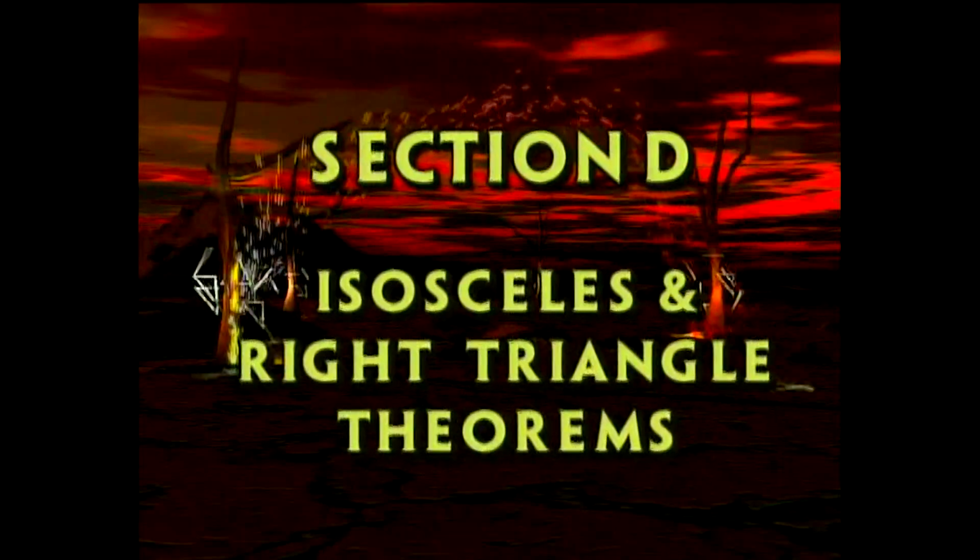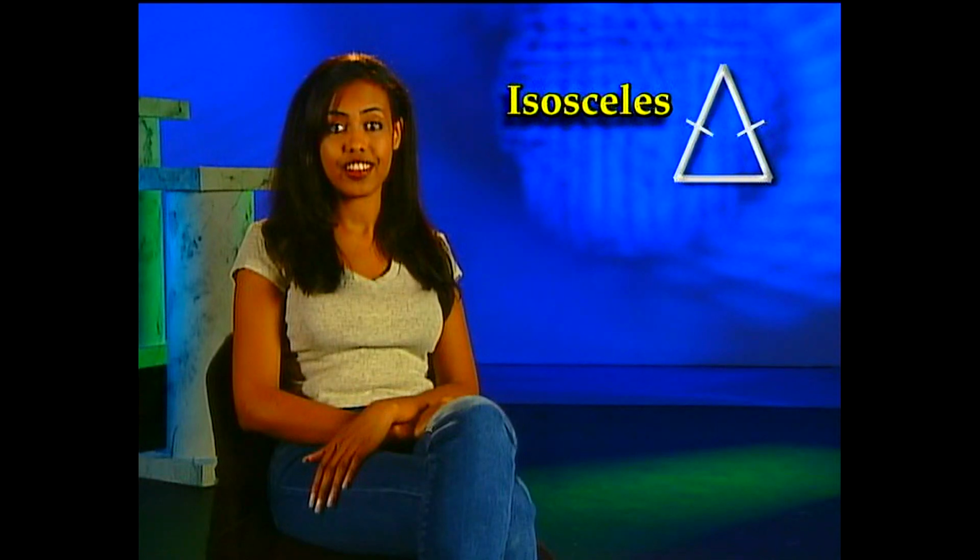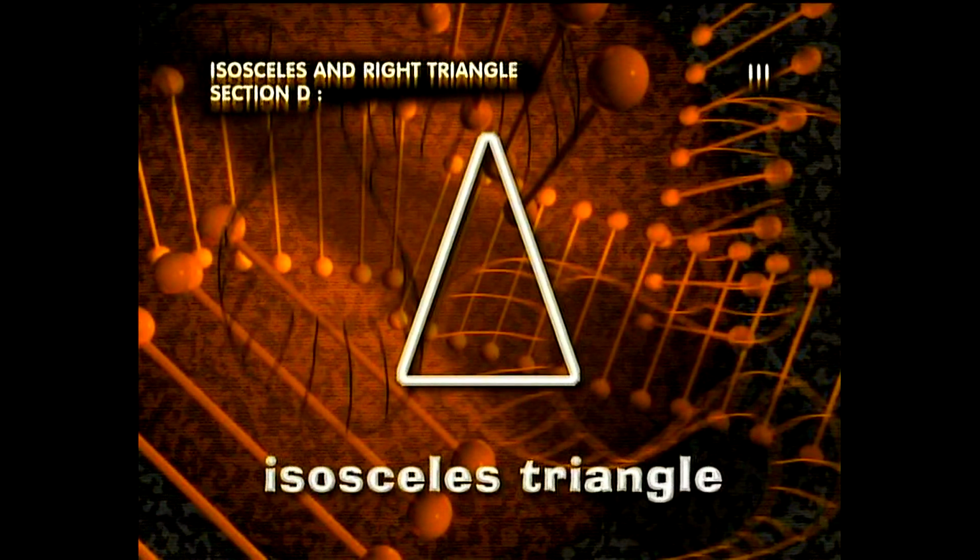Now, let's take a look at isosceles and right triangles. Section D, isosceles and right triangle theorems. So now that we have a good footing in the world of triangles, let's look at a couple of special types of triangles, the isosceles triangle and the right triangle. We'll begin with the isosceles triangle.